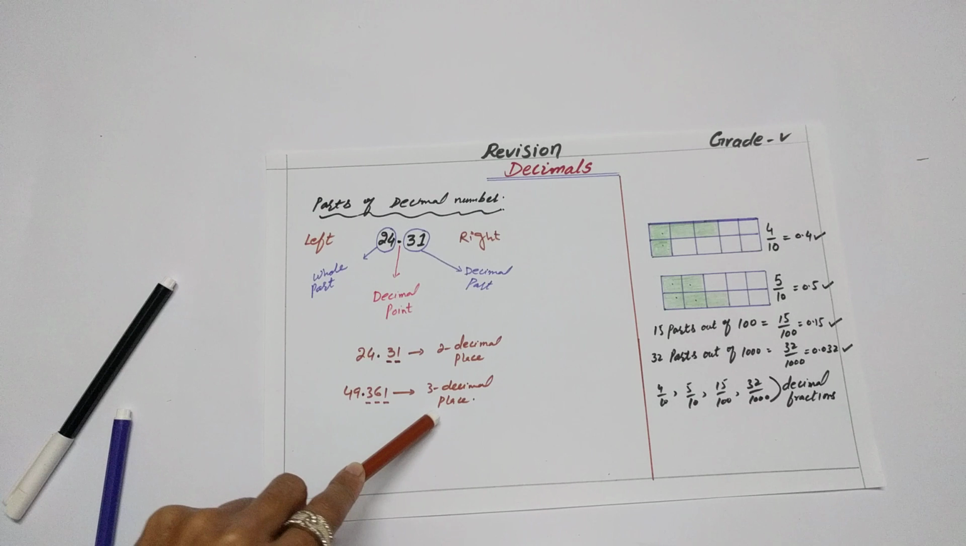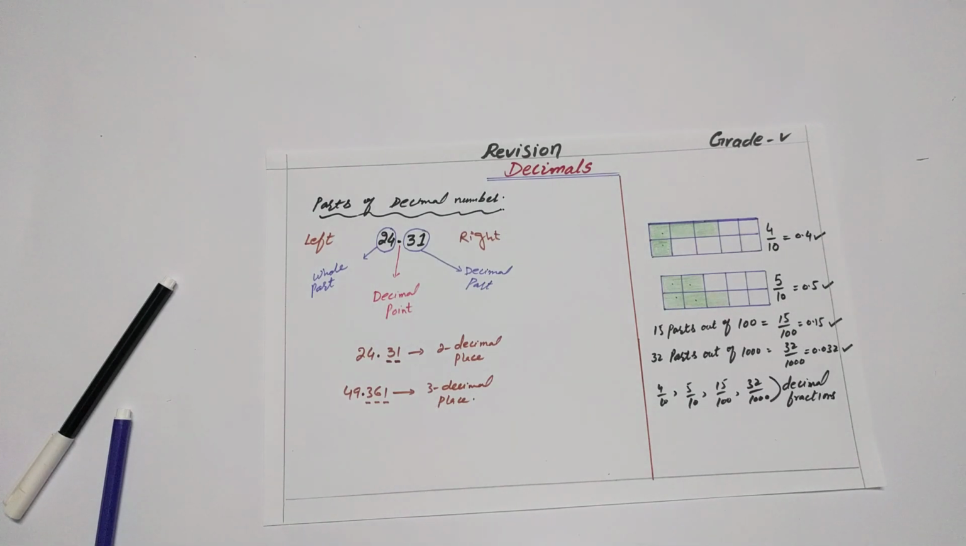Clear? So if we have one more thing, how can we put this number in the decimal place value chart? For this you have to watch the second video. In the second video I will explain how to place this fraction in the place value chart.